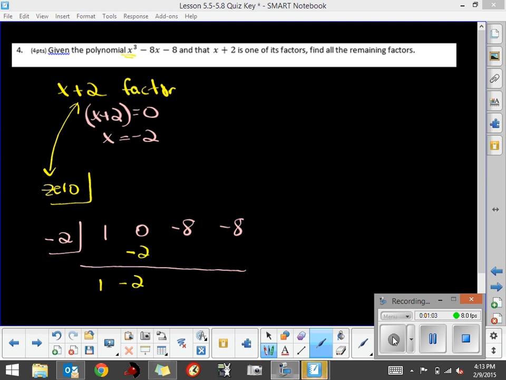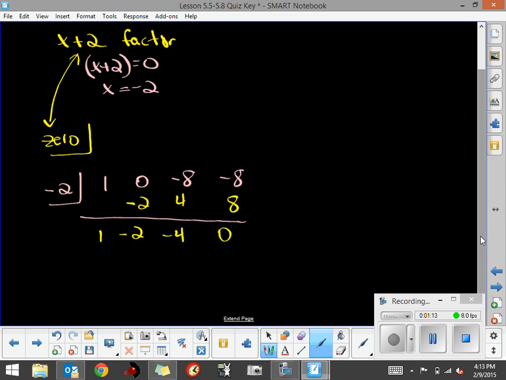Negative 2 times a negative 2 is a positive 4. Add it together is a negative 4. A negative 2 times a negative 4 is a positive 8. And we get a remainder of 0, which is what we would expect because they told us specifically that it is a factor. And if it's a factor, that remainder has to be 0.